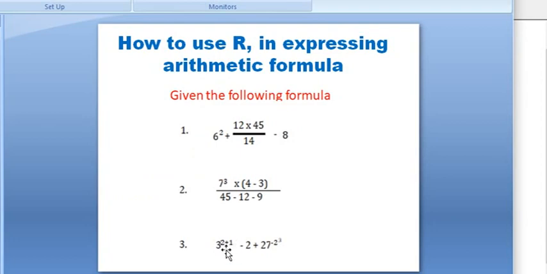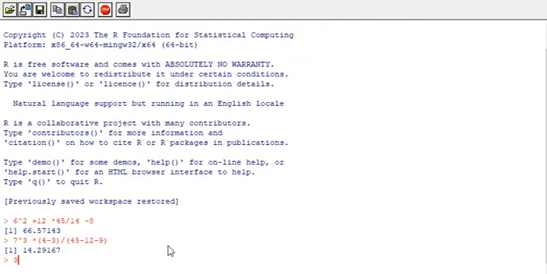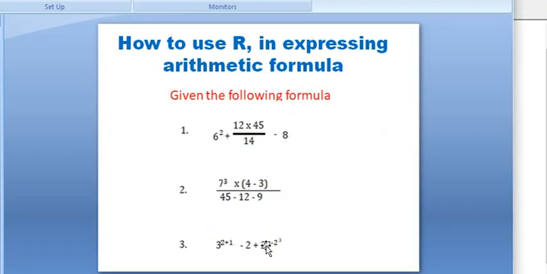The final arithmetic equation, let me try to do that again. So 3 raised to power 2 plus 1, minus 2 plus 27 raised to power minus 2 raised to power 3. How can we do that? So to solve that problem, 3 raised to power, open bracket, 2 plus 1, you close the brackets.